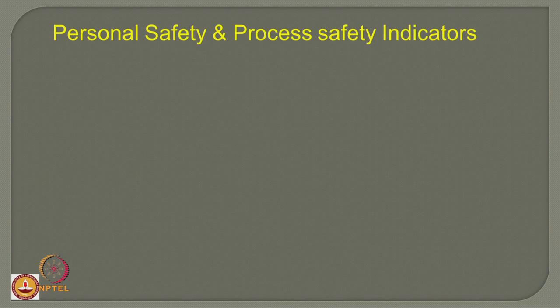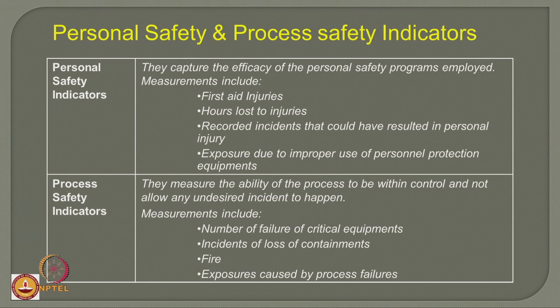Now the question comes, what are those indicators through which I can understand whether personal safety or process safety is practiced satisfactorily? The personal safety factors could be first aid injuries, hours lost to injuries, recorded incidents that could have resulted in personal injury, exposure due to improper use of personal protection equipments. These indicators should capture the efficacy of the personal safety programs employed by the company.